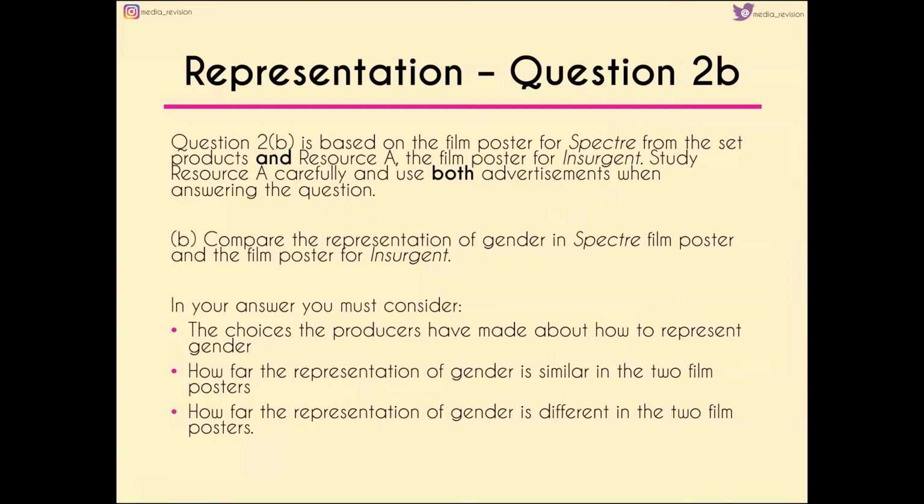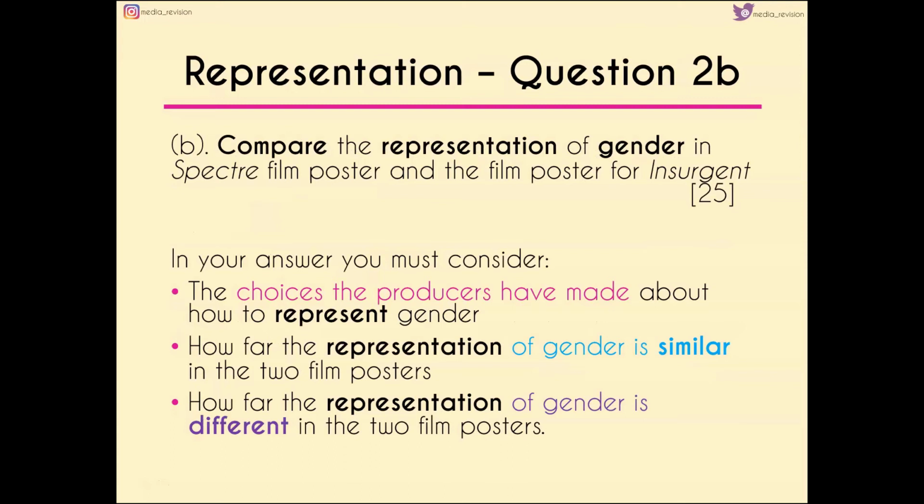All right, the big question then, the one that you have to nail in order to get a decent mark in media and in your exams. Let's have a look at how we go about answering this. Again, we're comparing. We've got to consider similarities and differences, and we can see those in those bullet points below. We've got to think about the methods that these producers are making, and our overall focus is gender in both Spectre and Insurgent. Remember, you have to mention similarities and differences to get a good stab at full marks here. You have to mention both film posters, otherwise you are limited severely on the mark that you can be given.